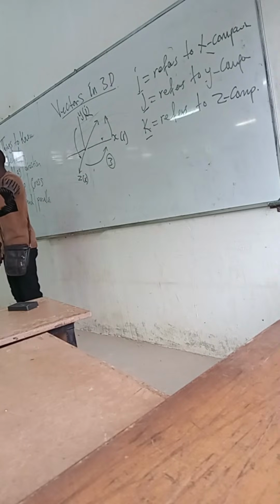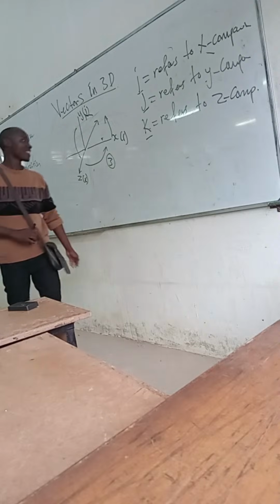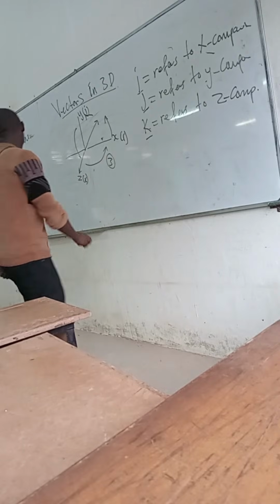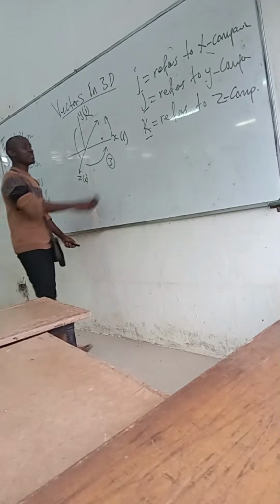The order is important. That's why when you're crossing vectors, you don't say j cross i; you say i cross j. I know you don't understand, don't worry, I'll explain it. So what does i mean? What does j mean? What does k mean?